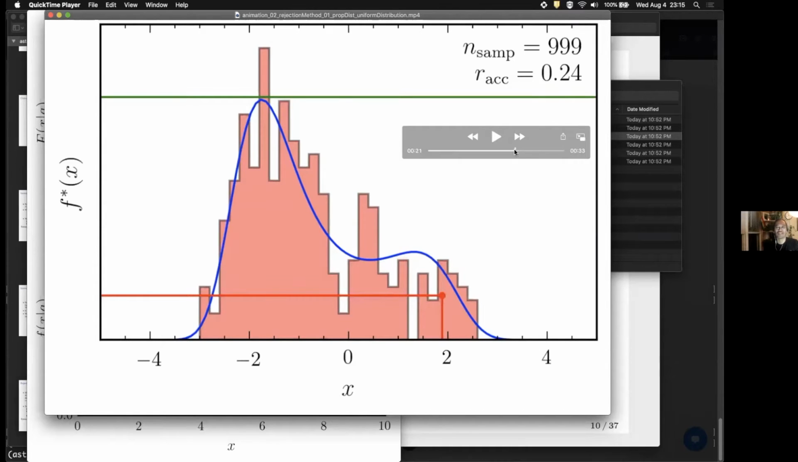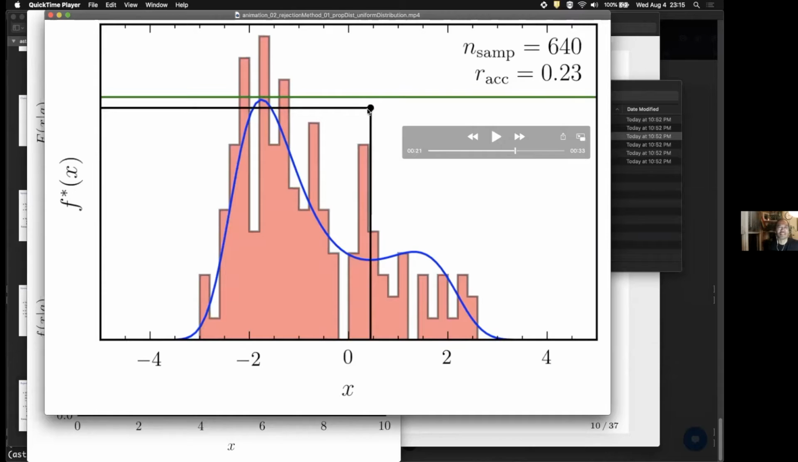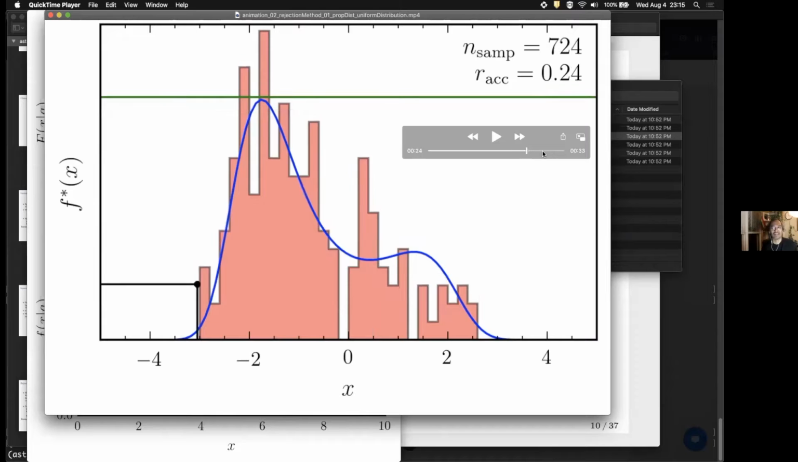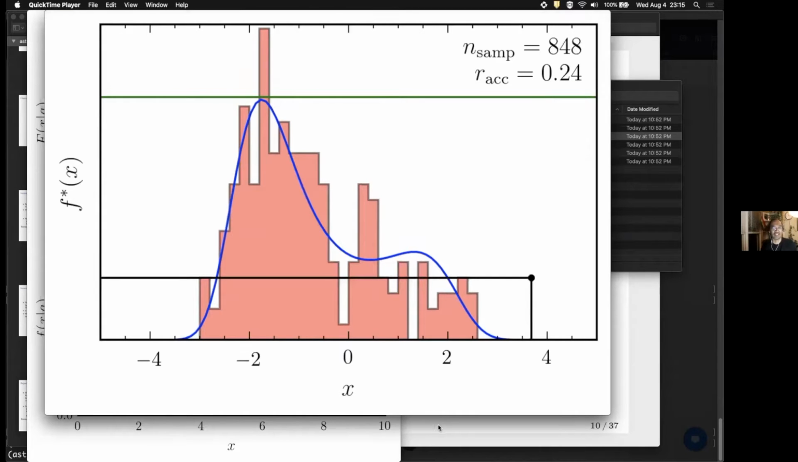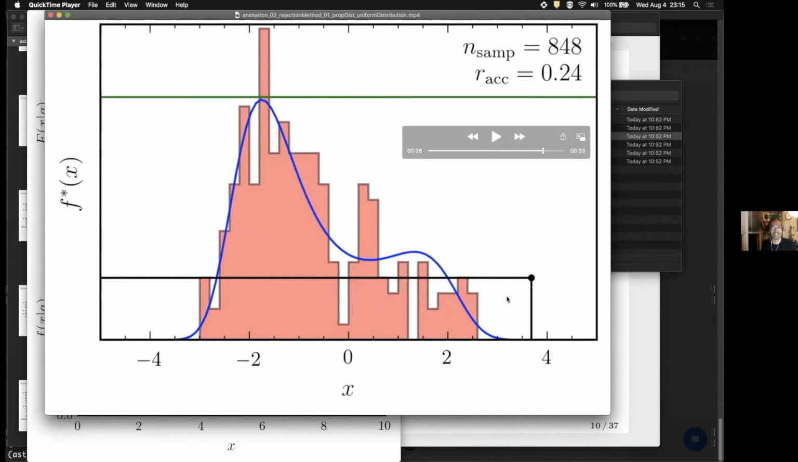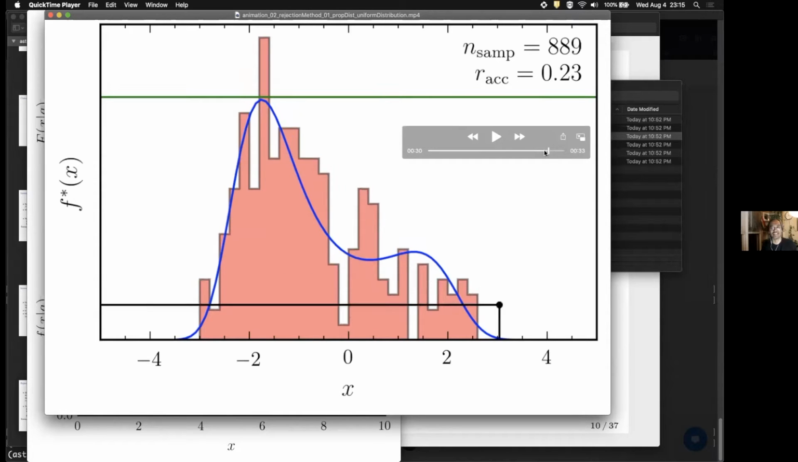If we move back a little bit, we generate a point at this x position, and then we generate a point between here and here. Because this is higher than this value here, it got rejected. So that's the idea. We just continue on until we find it. Like here, it got rejected.